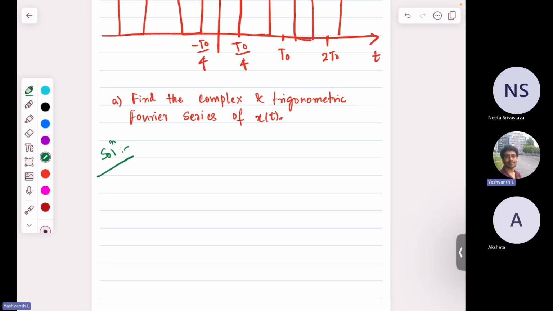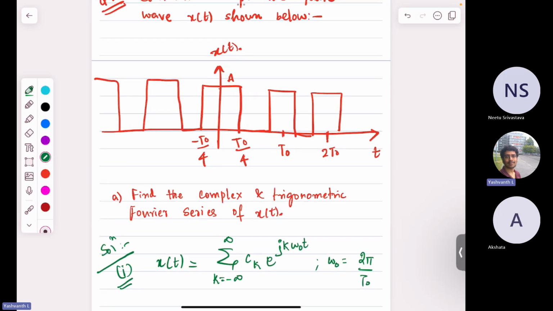So what does it want? For complex exponential, you want to be able to represent x of t as summation k equal to minus infinity to plus infinity c_k e raised to jk omega naught t, where omega naught is nothing but 2 pi by t naught. See, the fundamental period is t naught again.